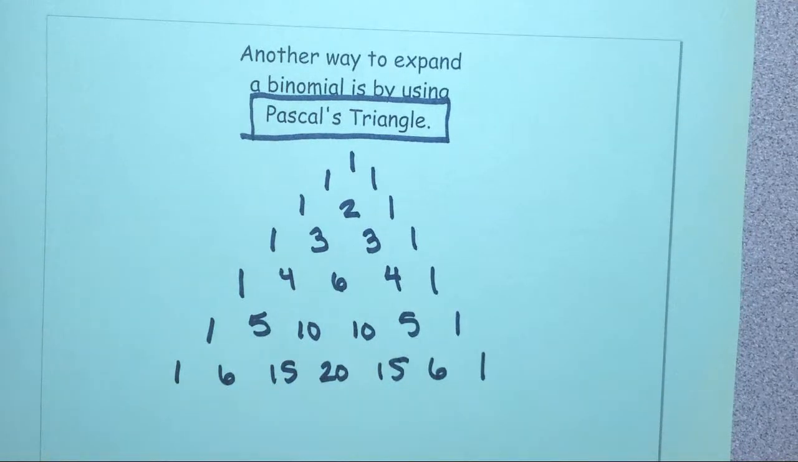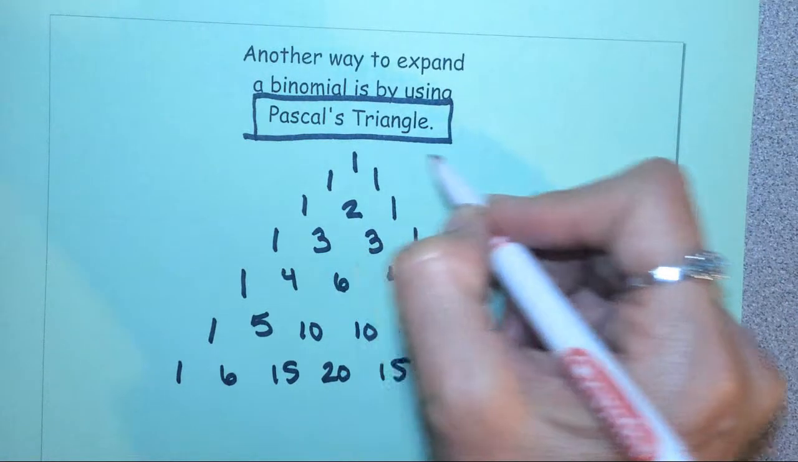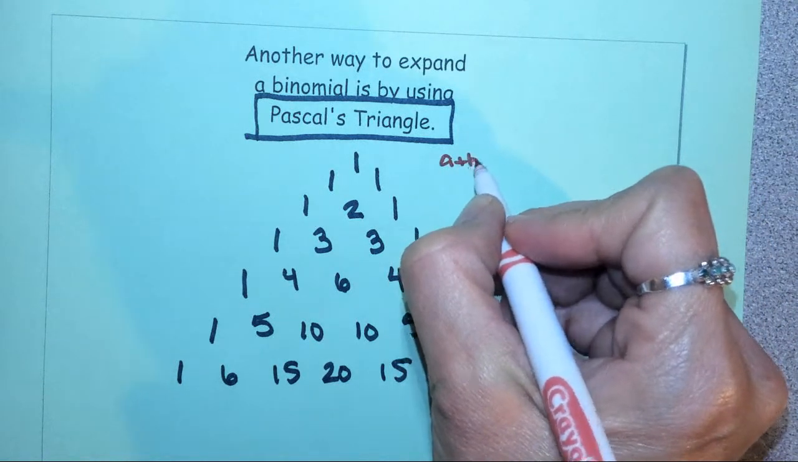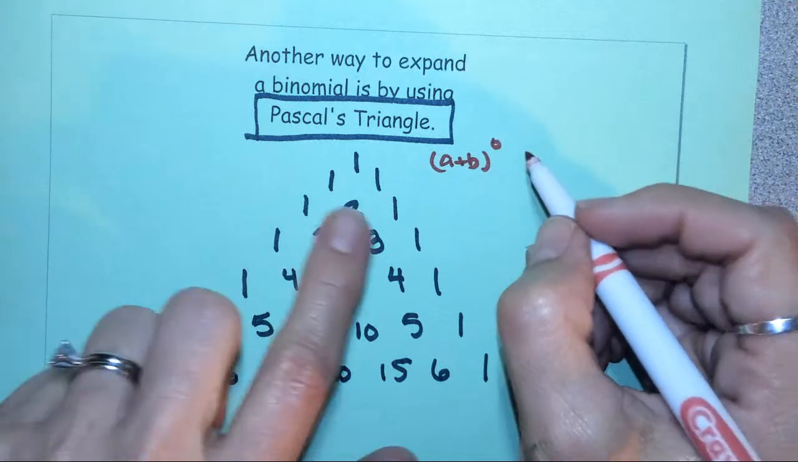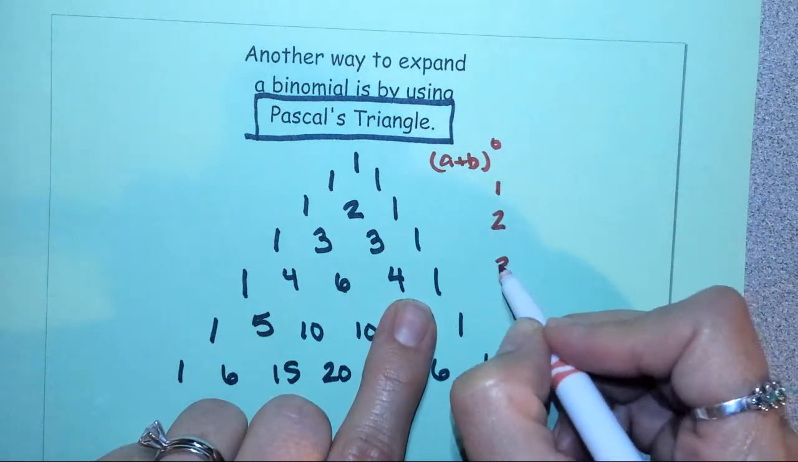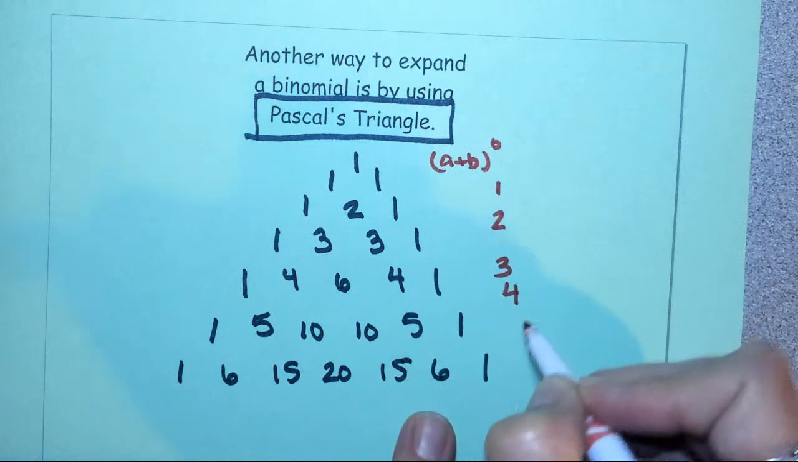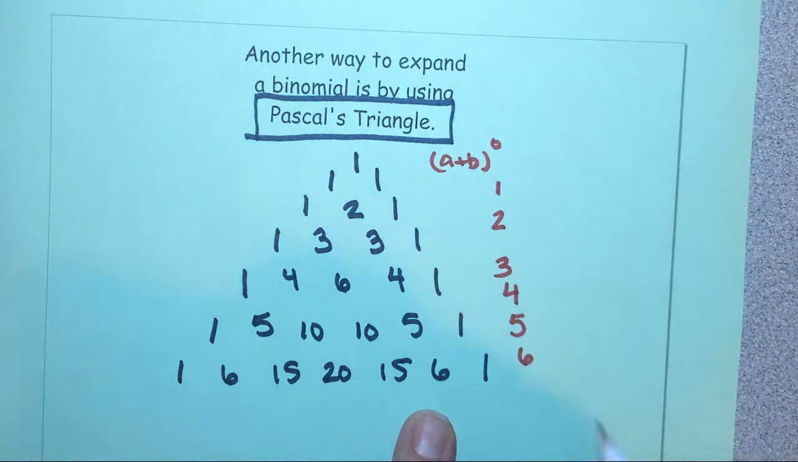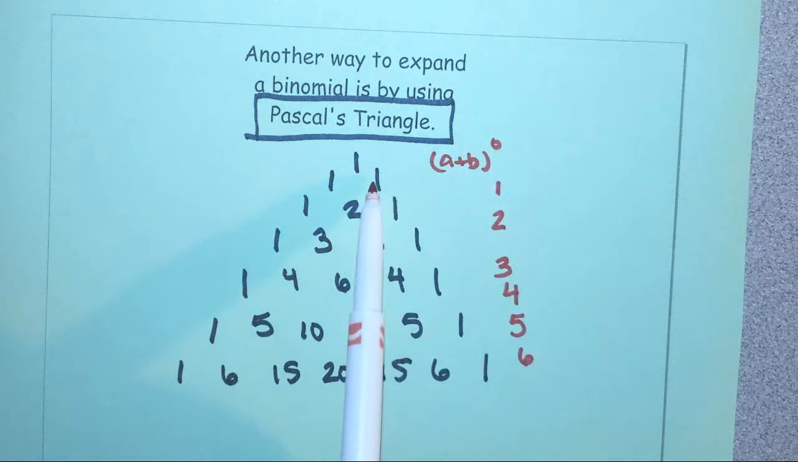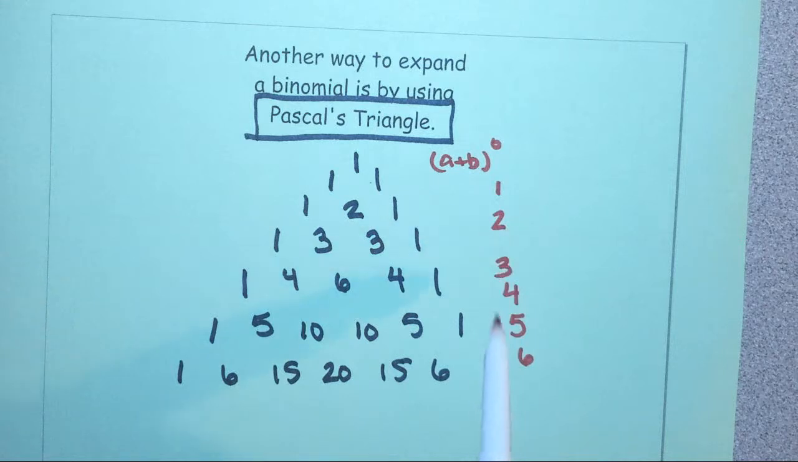All right, so let's talk about how this is going to help us. This first row up here would be something to the 0 power. The second row would be first power, second power, third power, fourth power, fifth power, and sixth power. So whatever row you're on, that's going to tell you what power. The first row is a 0 power. The second row is the first power. Third row is the second power, and so on.